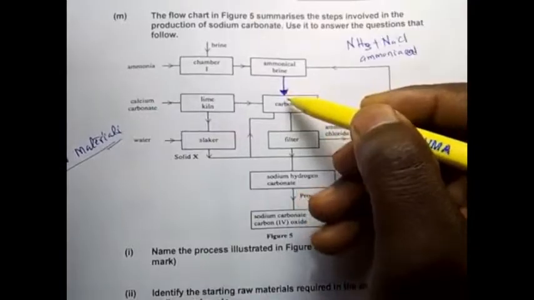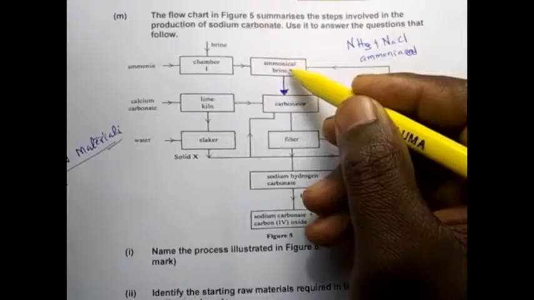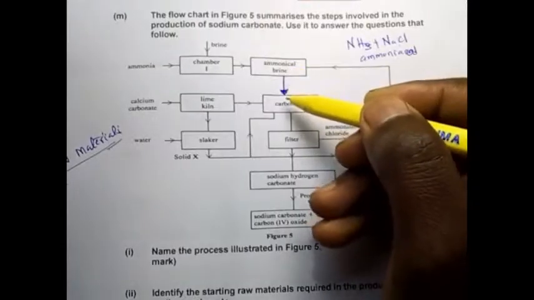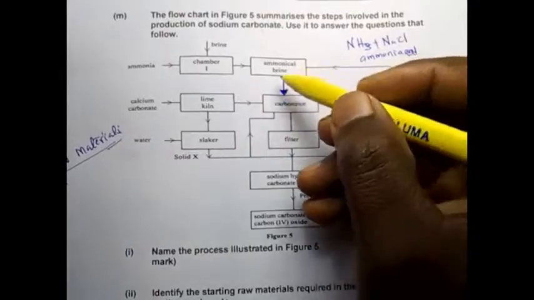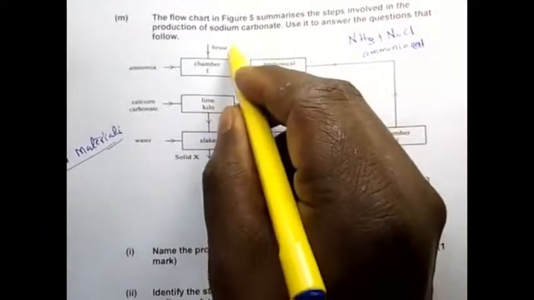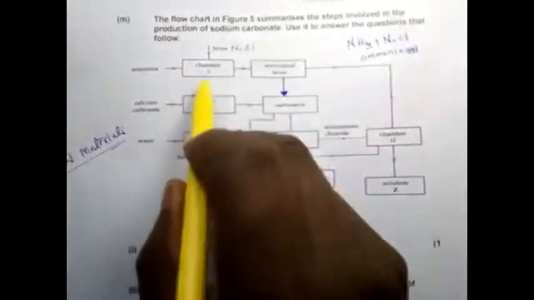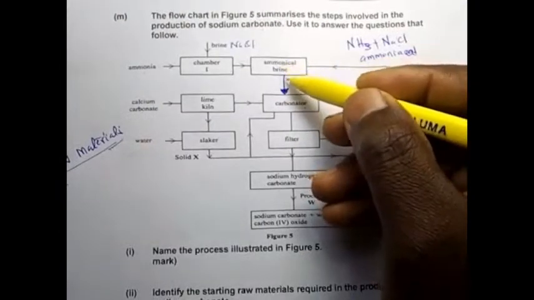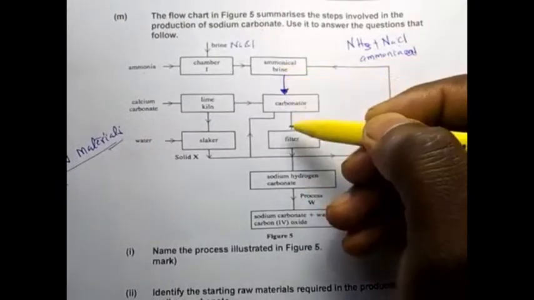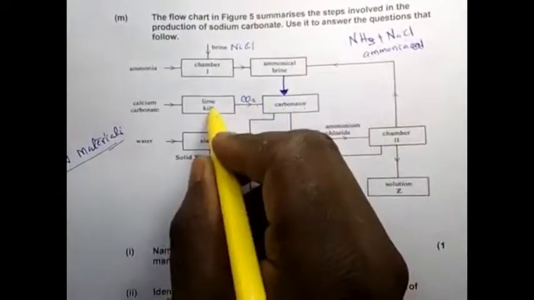So pointing towards where the ammoniacal brine is entering, that chamber is obviously the carbonator, because ammoniacal brine is a mixture of ammonia and brine, which is concentrated sodium chloride. So what is the ammoniacal brine entering? That one is the carbonator. After the ammoniacal brine gets in, there must be carbon dioxide from the killing.